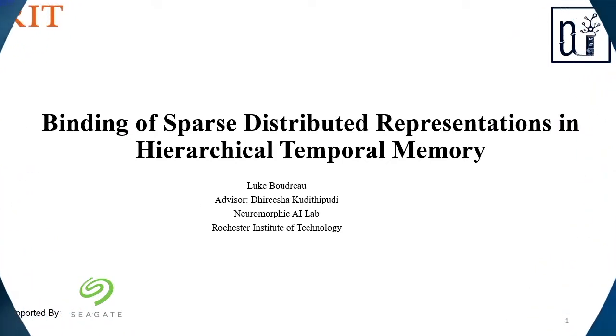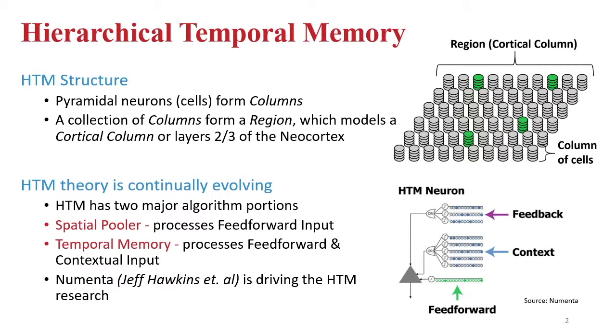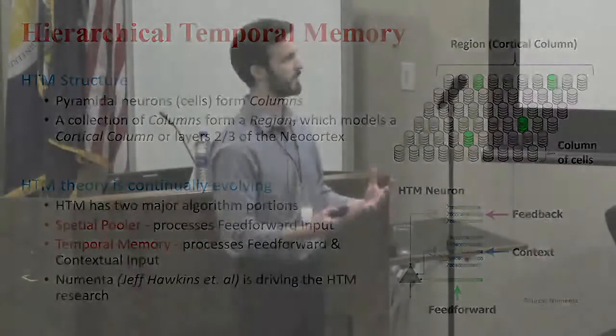So I'm going to talk today about binding of sparse distributed representations in hierarchical temporal memory. HTM is a brain-inspired machine learning framework. It models the structure and circuitry of pyramidal neurons found in the neocortex. Specifically, the organization of these pyramidal neurons in the neocortex is the cortical column, and this is what HTM models as a region.